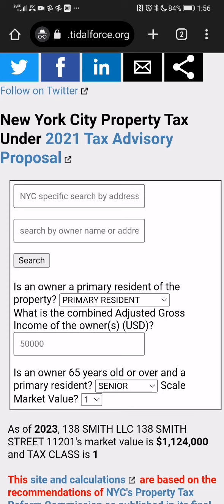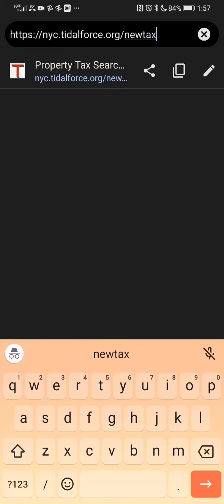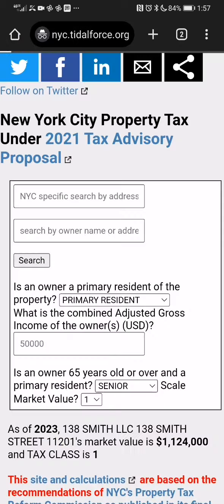It hasn't passed anywhere yet, but this is the time to find out what the effect would be, because they did document and publish numbers and examples, thank goodness. The website is here. If you look, it's nyc.tidalforce.org/newtax, and the spelling is TIDALFORCE, as if the force of the tide, meaning the water tide, right? And now we're going to go to the site.